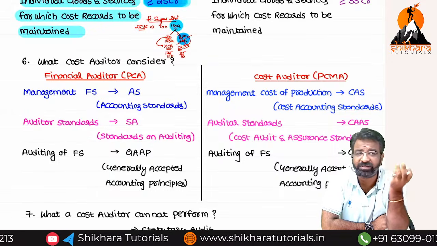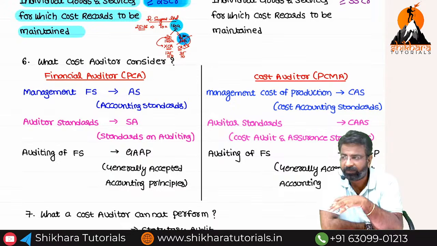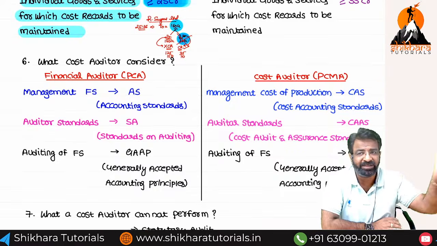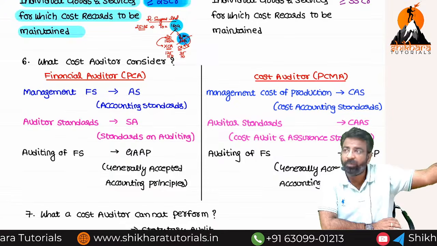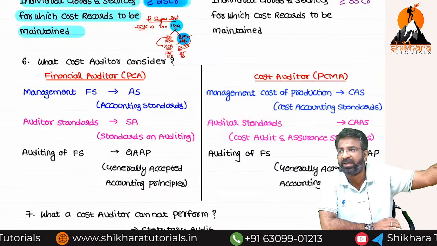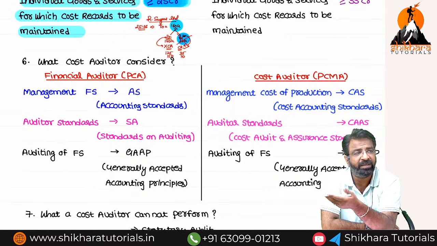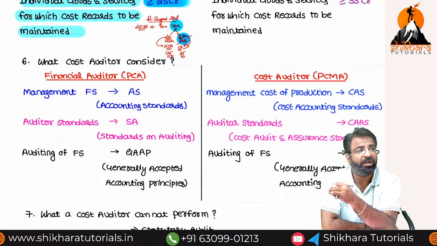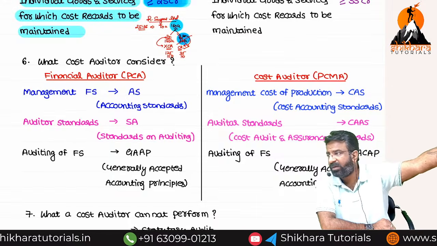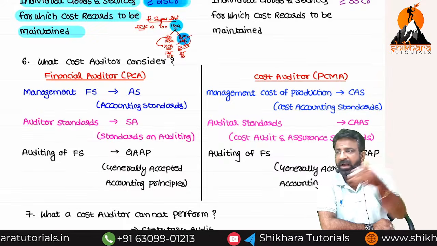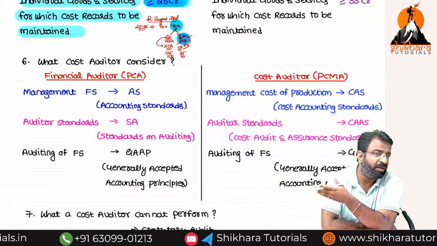Okay, let us revise it again. Who prepares both the statements? Management, be it a financial statement or a cost statement. But who does the audit? Practicing CA, practicing CMA. How do we do the audit as a practicing CA? Following SAs, Standards on Auditing. How do we do it as a practicing CMA? Following CAAS, Cost Auditing and Assurance Standard. They prepare their financial statement in accordance with AS or Ind AS, and their cost statement in accordance with CAS, Cost Accounting Standard.